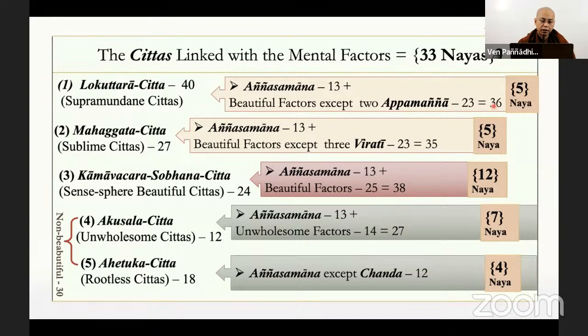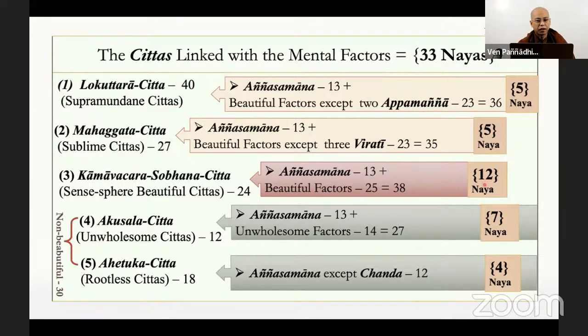For the Mahaggata Citta, the sublime consciousness, the Appamanna are already exceptions, and it becomes 35. Then for Kamavacara Sobhana, we count the largest number, with all the beautiful factors. This varies in the Mahavipaka and Mahakiriya, because there Virati and Appamanna will be exceptions accordingly. That is why this study refers to Mahakusala.